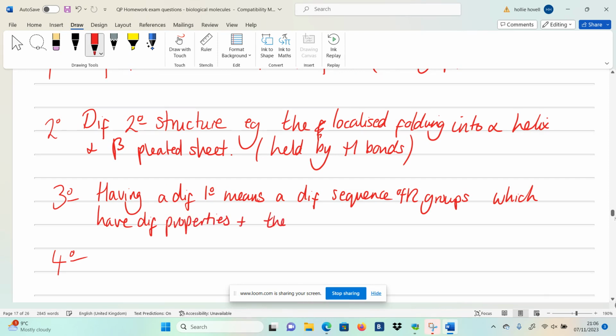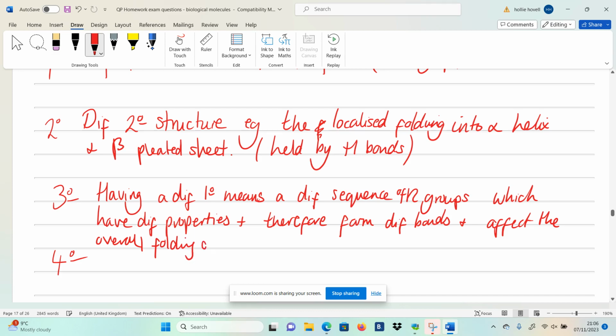So having a different primary structure means a different sequence of R groups, which have different properties and therefore form different bonds and affect the overall folding of the protein. So the tertiary structure is the overall folding of the protein, and therefore you'll get a different 3D shape.